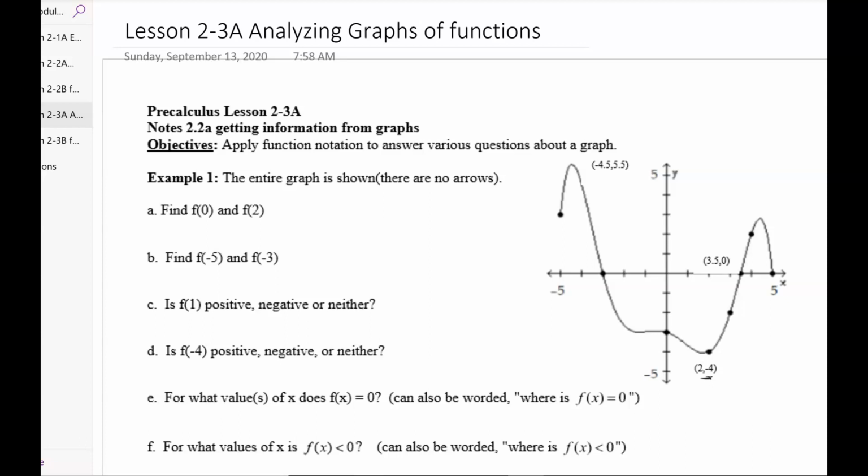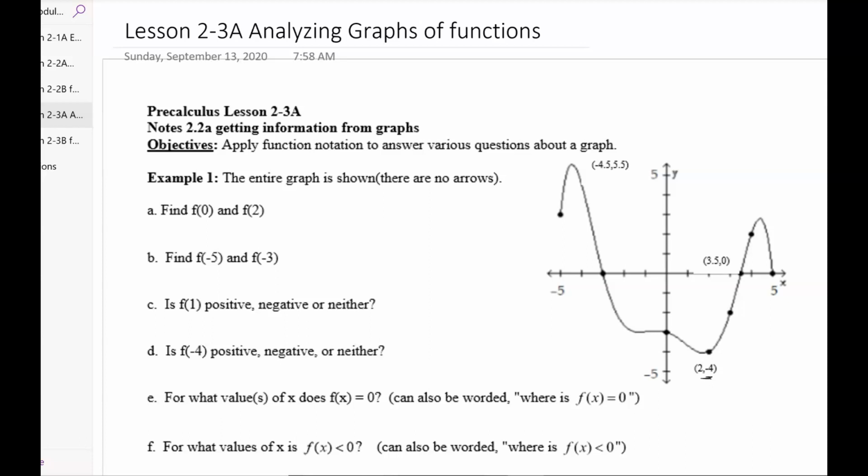For this lesson, we're going to focus on getting information just from the graph. We're not going to worry about the equation. In this case, it would be hard to even guess what the equation might be, so that's not really relevant here. We're just going to focus on the visual from the graph.